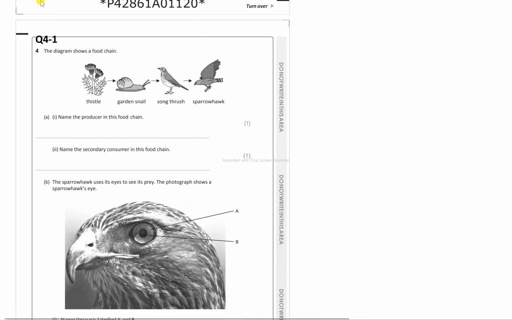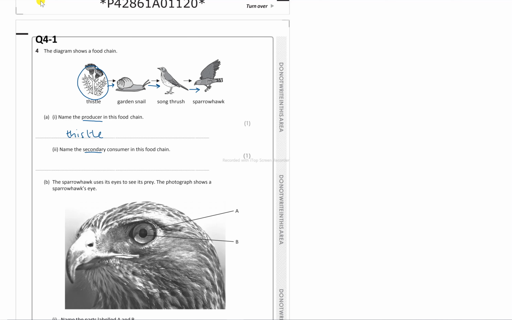Right, okay, this is the second part of the eye video, but again, let's not waste this. Have you noticed the arrows are going to the thing that's eating it? So the energy transfer or the flow is that way. So name the producer. The producer is the one that makes its own food. In this case, it's going to be the thistle.